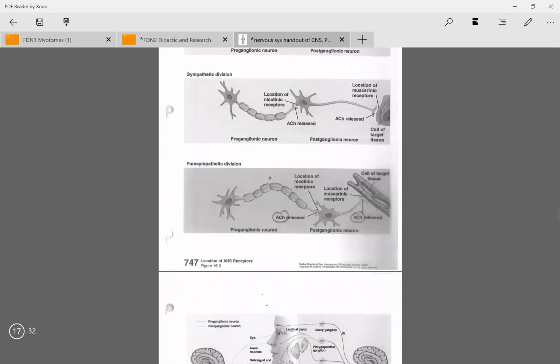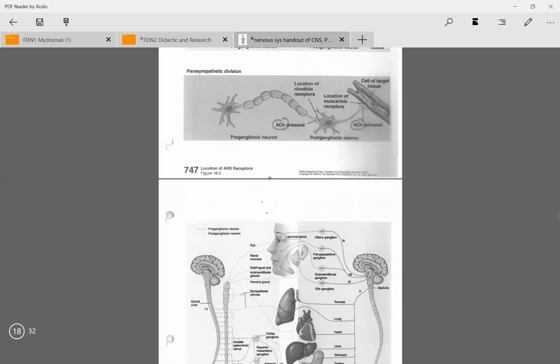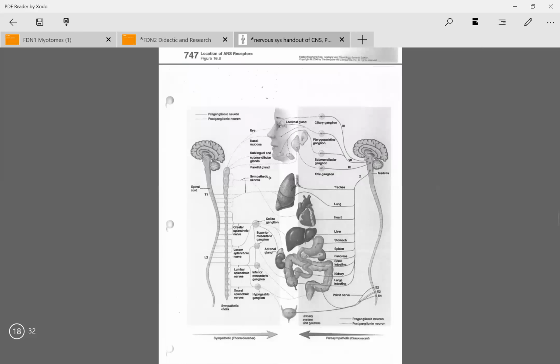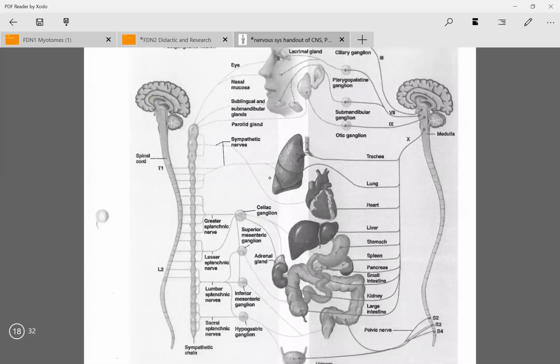Okay, this one talks about how the sympathetic division, the reason why you know you're in sympathetics is because of epinephrine, norepinephrine. And the parasympathetic is because of acetylcholine. Okay, this one is showing the same thing as the slide before. T1 to L2 is your sympathetic division. And then craniosacral is your parasympathetic division.